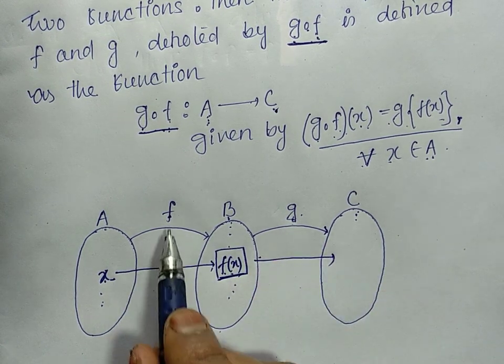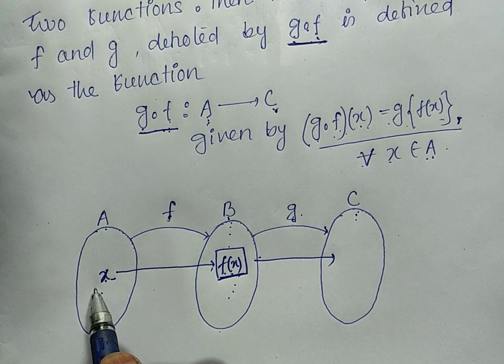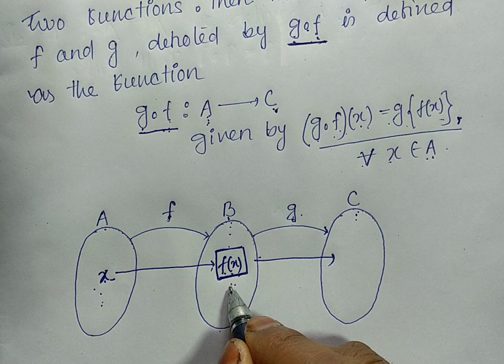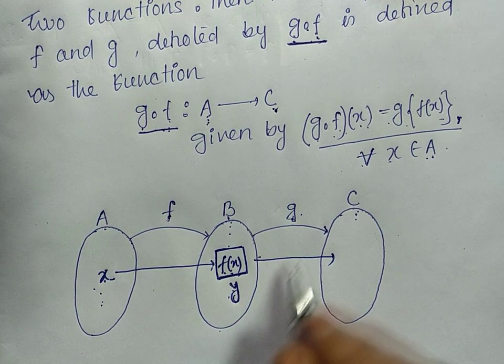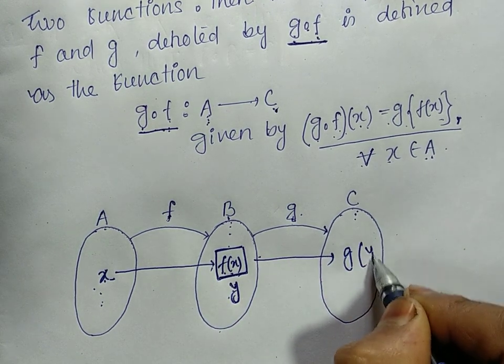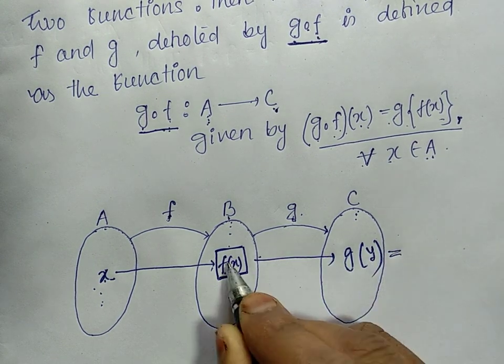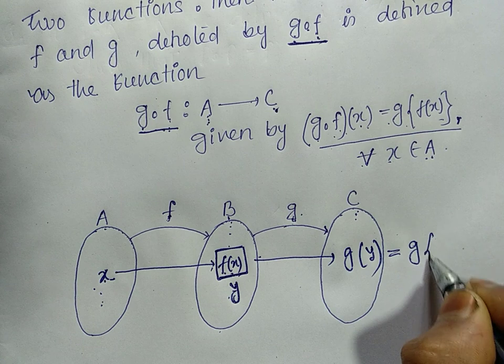Obviously we will write it the way we wrote f of x. Similarly, if I consider this element as, suppose I take a y, then it will be what? Obviously g of y. Then what is y actually? F of x. So g of f of x.